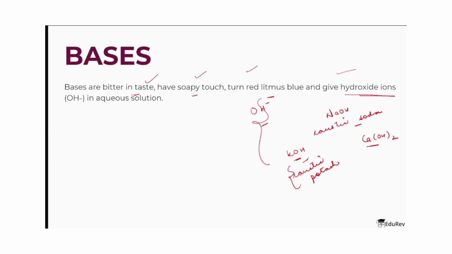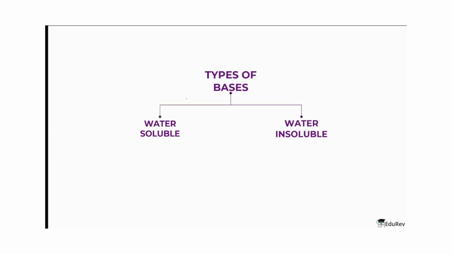Now, tell me, what are the types of bases? There are two types, water soluble and water insoluble, right? So bases can be divided into two categories which are displayed on your screen, water soluble and water insoluble.